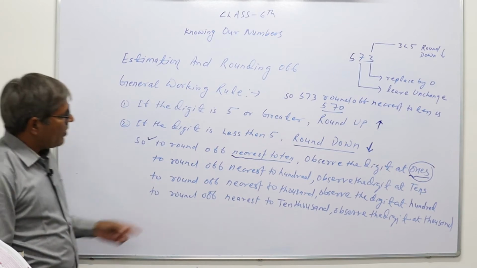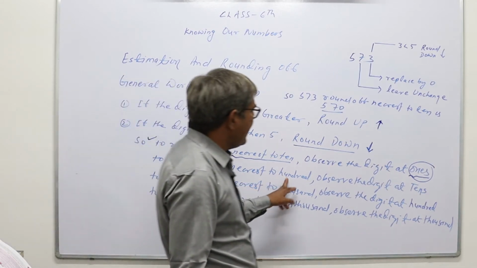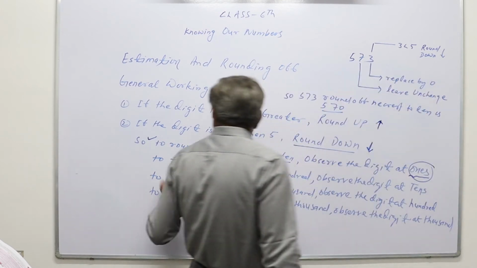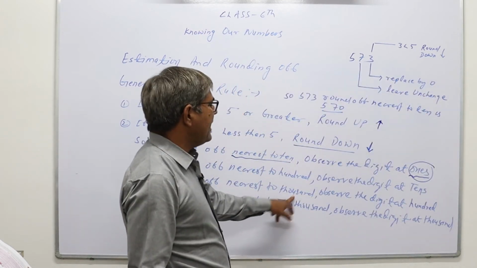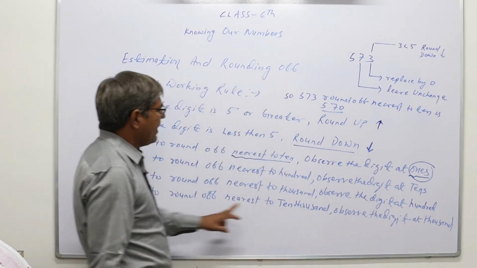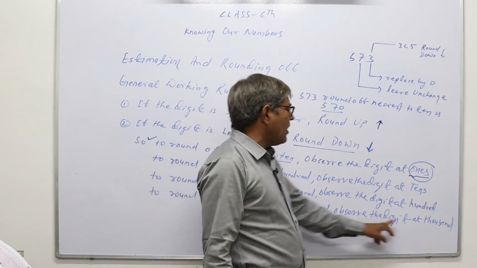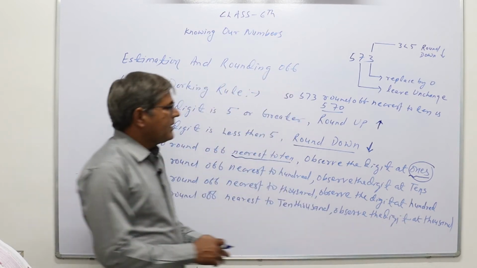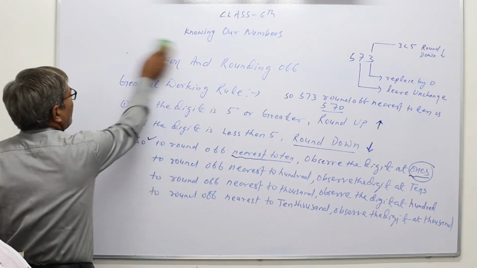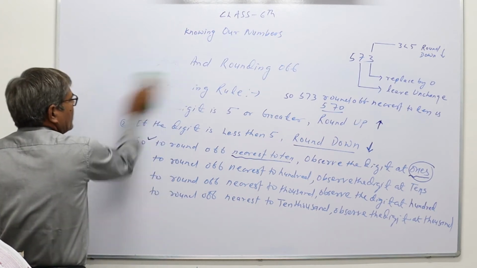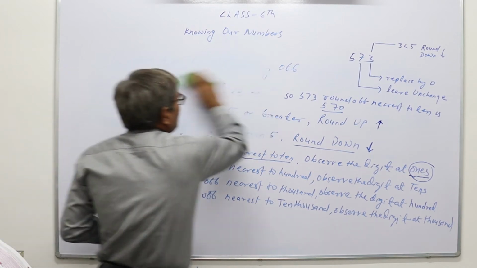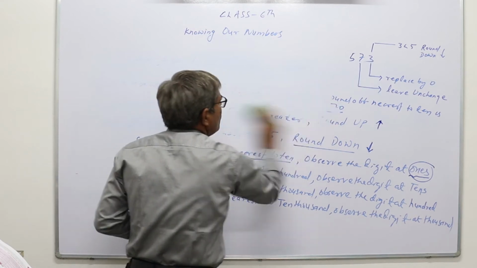If we have to round off to the nearest 100, then we will observe the digit at tens. To round off to the nearest 1000, observe the digit at hundreds, and to round off to the nearest 10,000, observe the digit at thousands. So we will take one example for this. First, one more example to round off to the nearest 10.